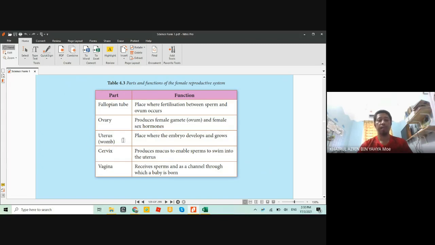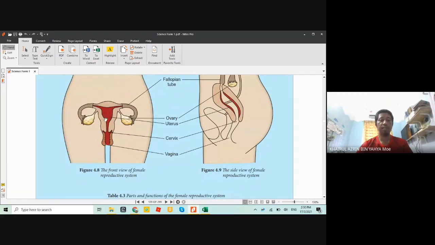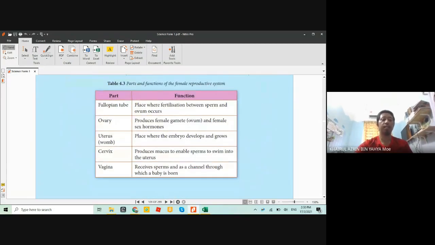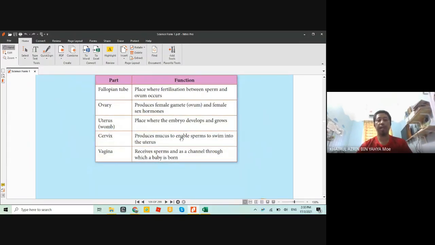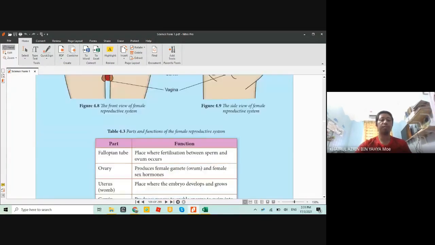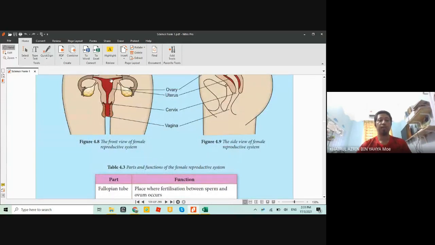Uterus, or we call it as a womb, place where the embryo develops and grows. And in simple word, we can say uterus, for pregnant woman, the baby is inside here. Baby dalam ni. Okay. That one in the simple words lah. Okay. Cervix produce mucus to enable sperms to swim into the uterus. Okay. And last, vagina receives sperms and is a channel through which a baby is born. So baby lahir also through vagina, from uterus through vagina. Okay.